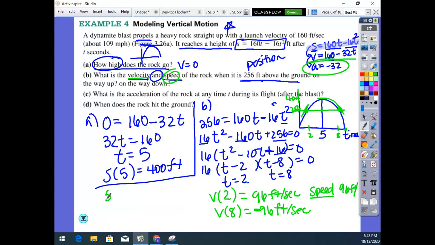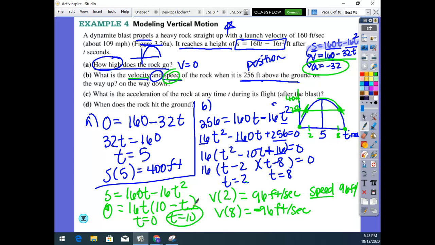We could also set s equal to 0. Then there's a GCF of 16t. Then I get 10 minus t. t equals 0, which is when I started. And t equals 10. Those are the points where my position is 0 and it's on the ground. But it hits the ground at time 10.